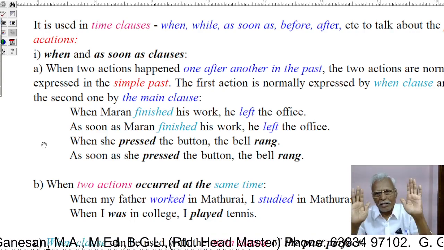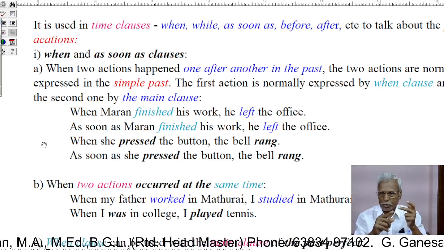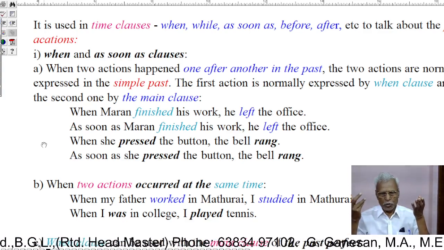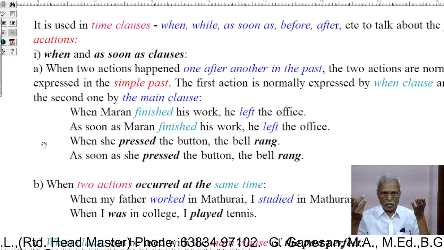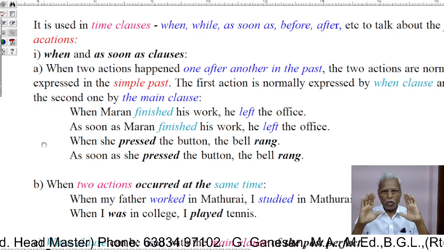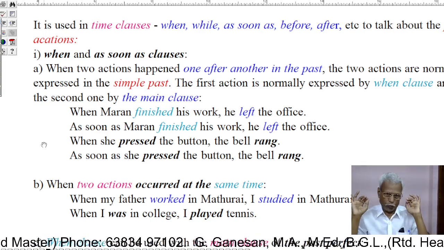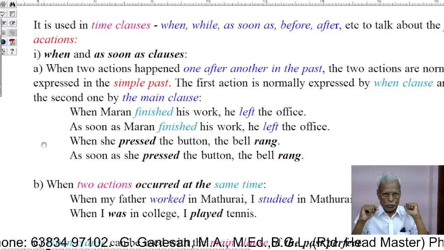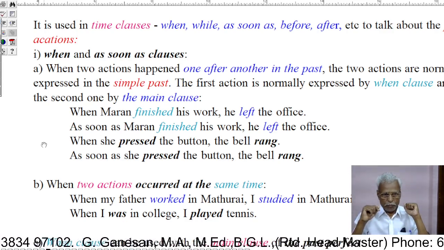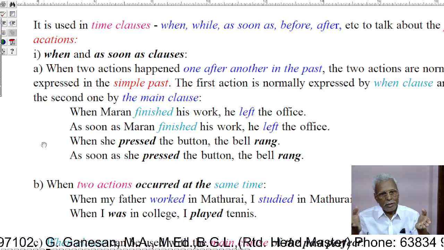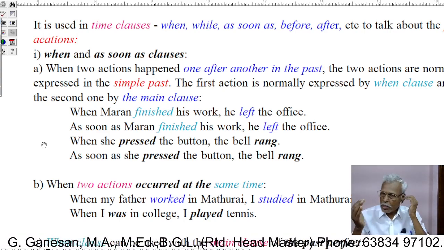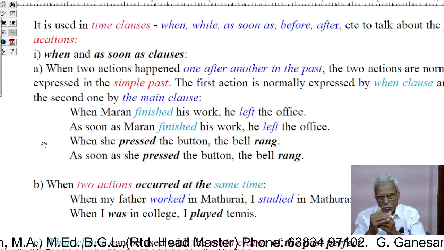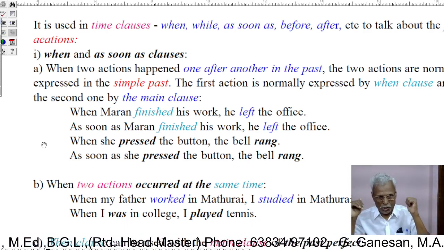Now, here I have given when, while, as soon as, before, after. But there are so many clauses of time. Here we are going to say simply these four or five. First one, when and as soon as clauses. How we can use the simple tenses in when and as soon as clauses.